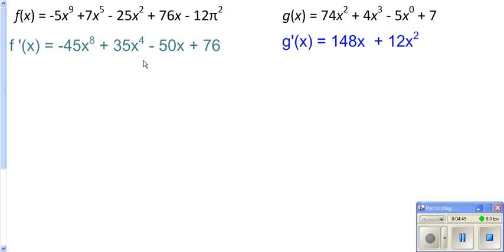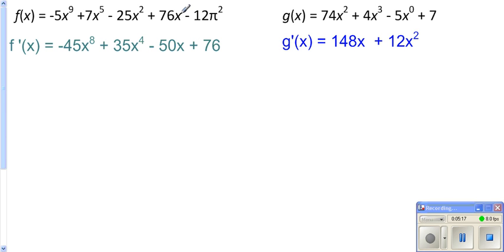So here, all we're doing is just using the power rule, putting our exponent of 9 down in front. 9 times 5 is 45. Decrease your exponent by 1. Put your exponent in front. 5 times 7 is 35. Decrease your exponent by 1 to 4. Put your exponent of 2 in front, times it by the 25. We get 50. Decrease your exponent by 1.